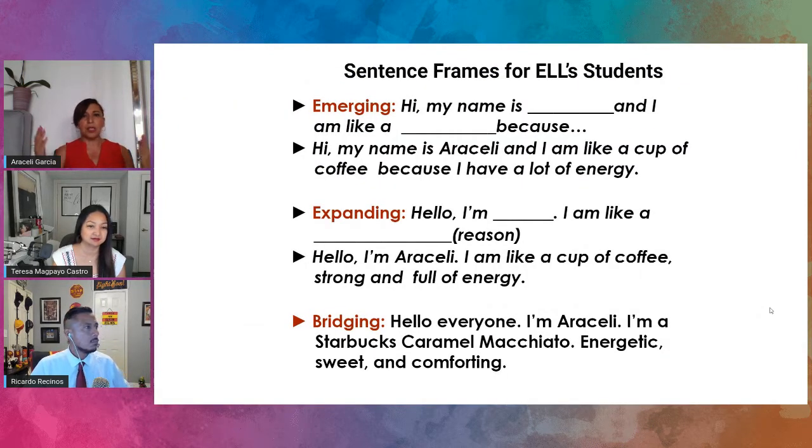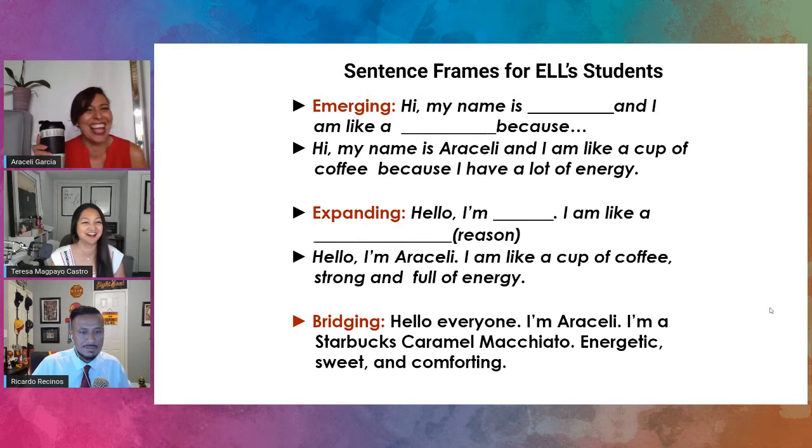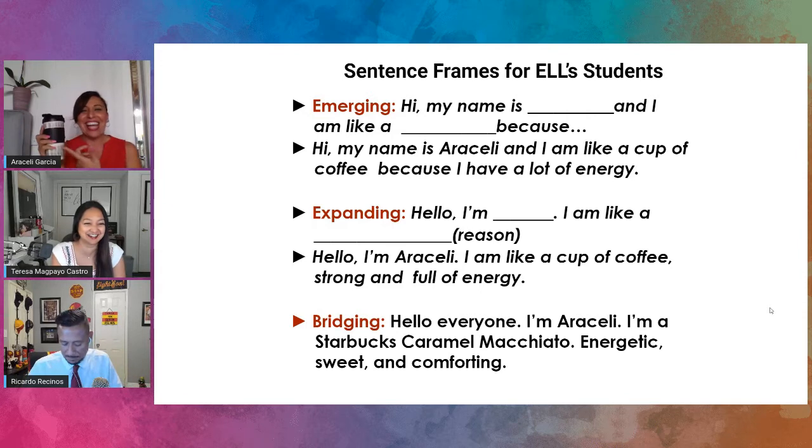For some of my emerging students, I might just have them say, hi, my name is, and I am like, and then they say because, right? And keep it really short. So I might say, and I have one right here just in case, as my visual, cheater. I always say I'm like a cup of coffee because I have a lot of energy, right? So it always has that little caffeine.